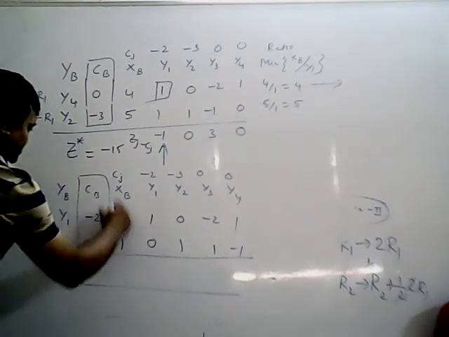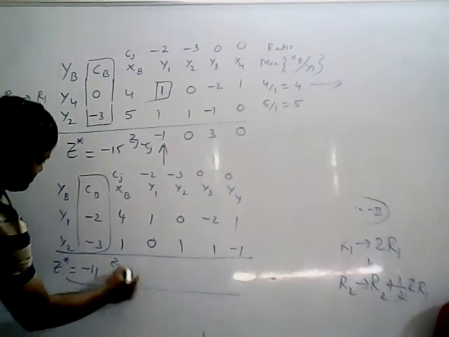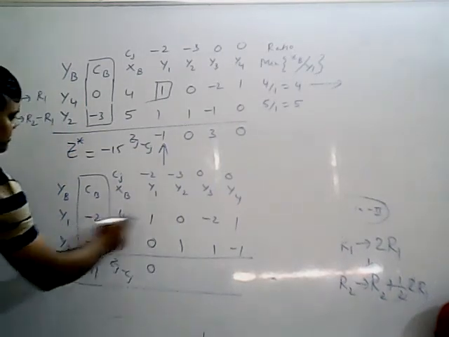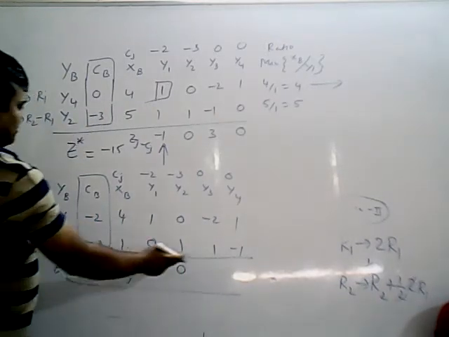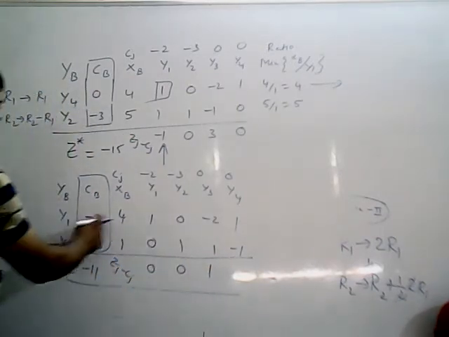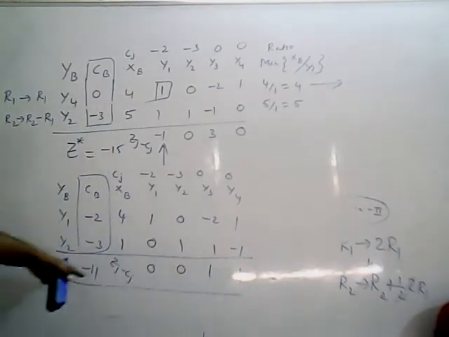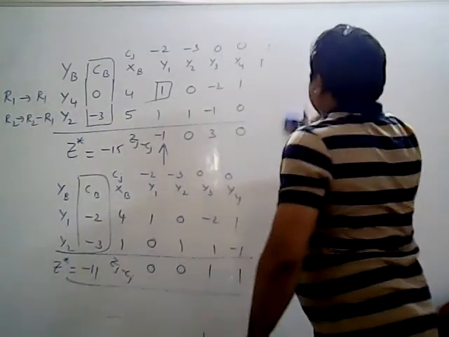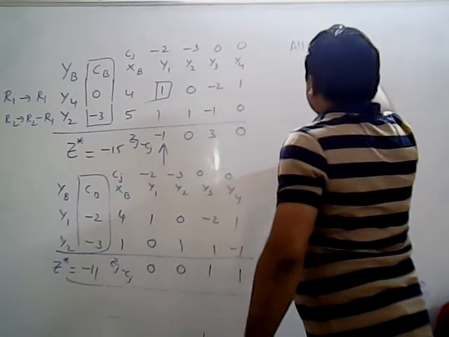So CB is fixed: -8, -3, -11. Zj minus Cj: -2 into 1, -2. This is 0, -2 plus 2, 0. 0, -3 plus 3, 0. This is -4 plus 4, then -2 into -2 plus 4, -3, 1. Last one, -2 plus 3 is 1. I think all Zj minus Cj are greater than or equal to 0.